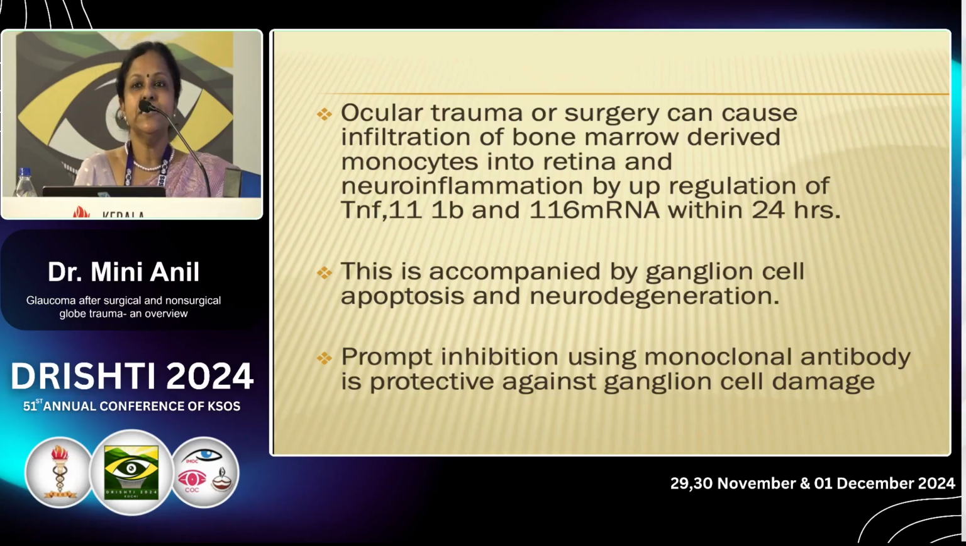Ocular trauma or surgery can cause infiltration of bone marrow derived monocytes into the retina and neuroinflammation by upregulation of tumor necrosis factor, IL-1b and IL-6 mRNA within 24 hours. This is accompanied by ganglion cell apoptosis and neurodegeneration. Prompt inhibition using monoclonal antibodies is protective against ganglion cell damage.